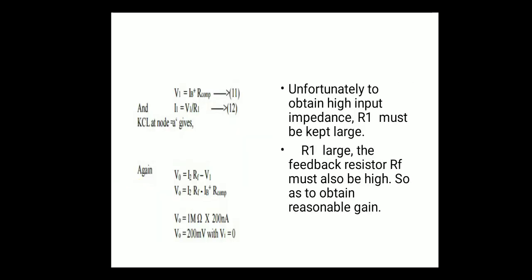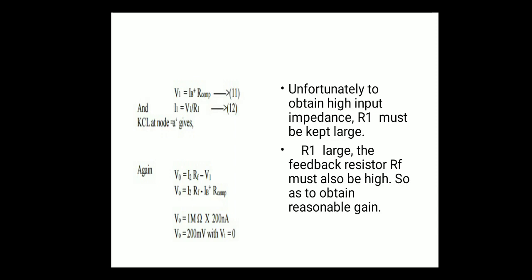For this, let us look into the equations. We have V1 is equal to IB plus R compensation. We get this through KCL, that is the current values. Now on solving all these equations, we get V0 is equal to I2 RF minus V1, that is V0 equal to I2 RF minus IB plus R compensation. Hence, the output voltage may be of 200 millivolt with input voltage 0. This is not the case we should get.